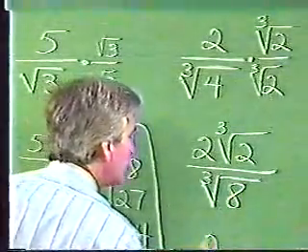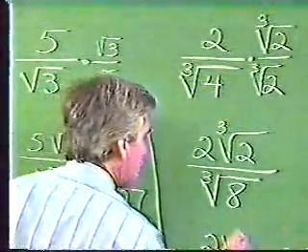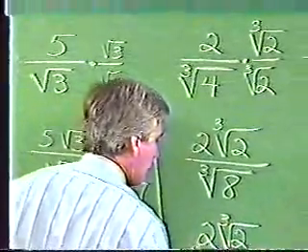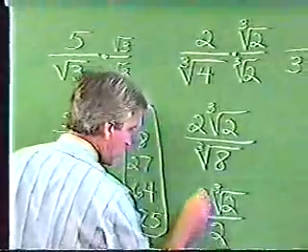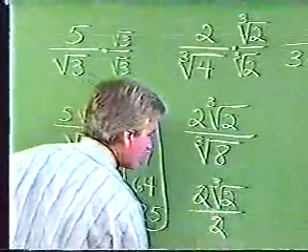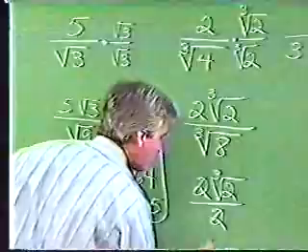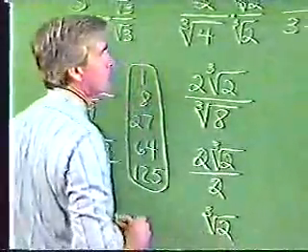Now, we have 2, the cube root of 2 over 2. Well, gee, these 2's can cancel. Our answer then becomes the cube root of 2.